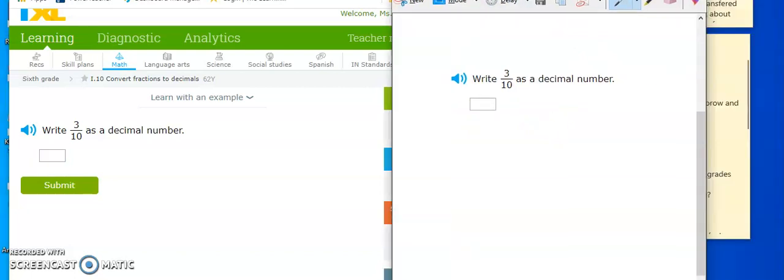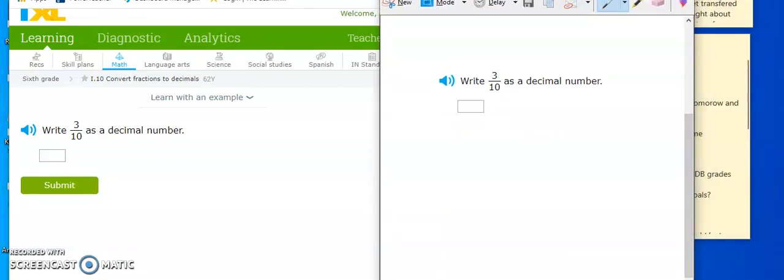So if I look at this problem, I would read it just like a piece of paper, from top to bottom. This problem is actually telling me that this is the math problem of 3 divided by 10. So all I need to do is my normal division. I put my 3 on the inside and my 10 on the outside.